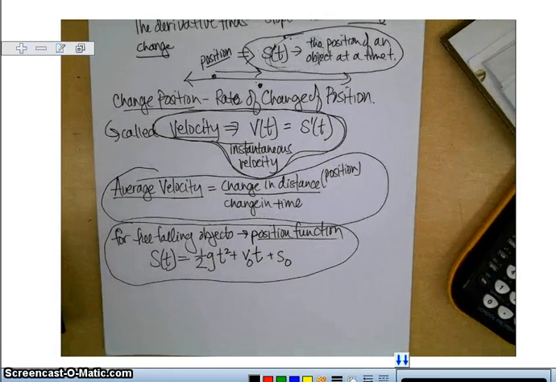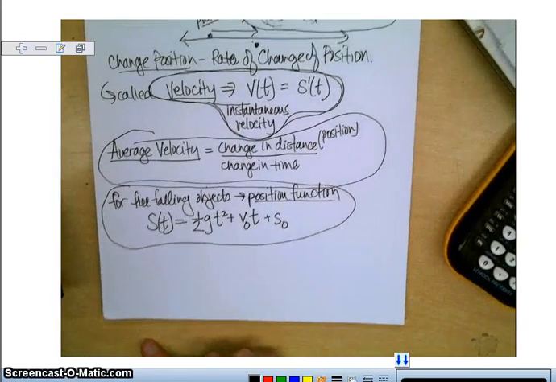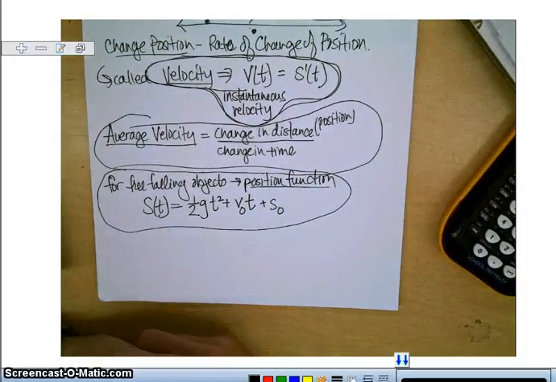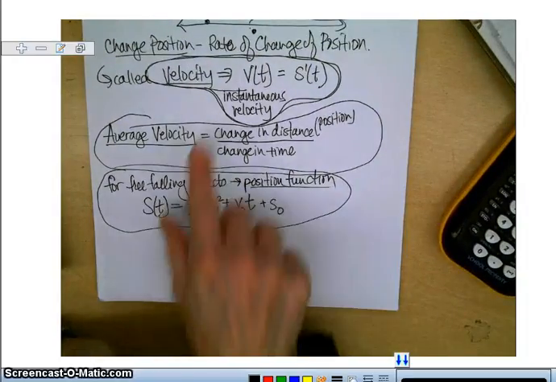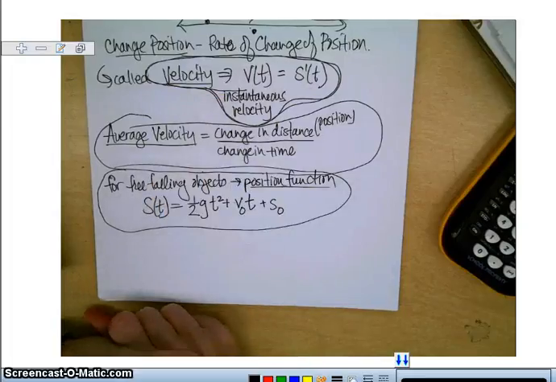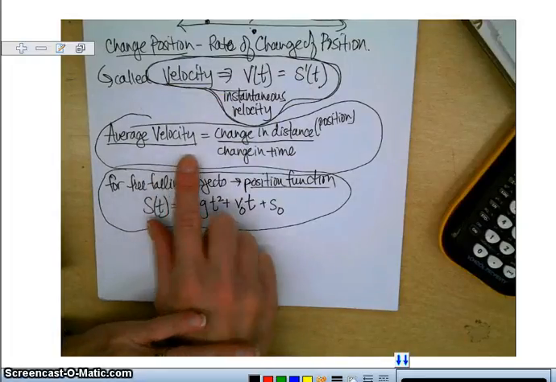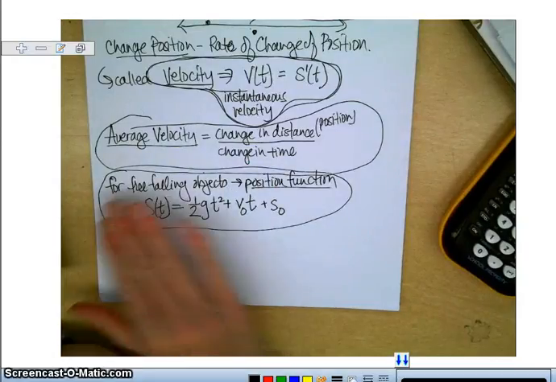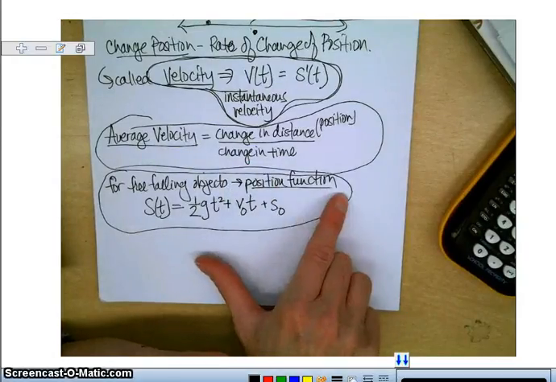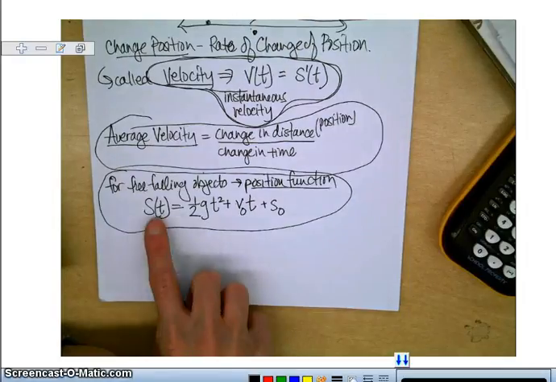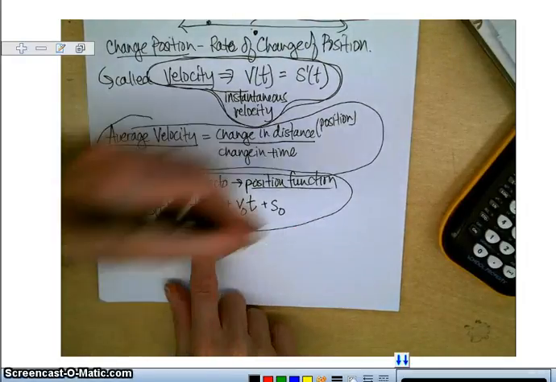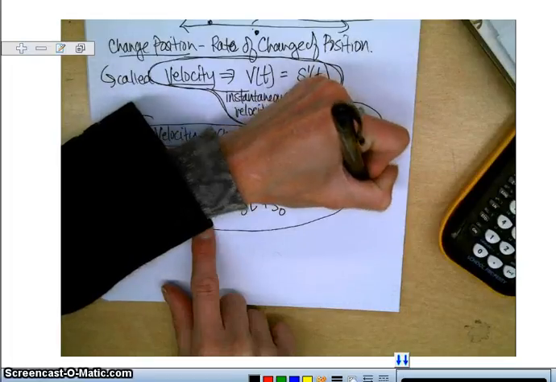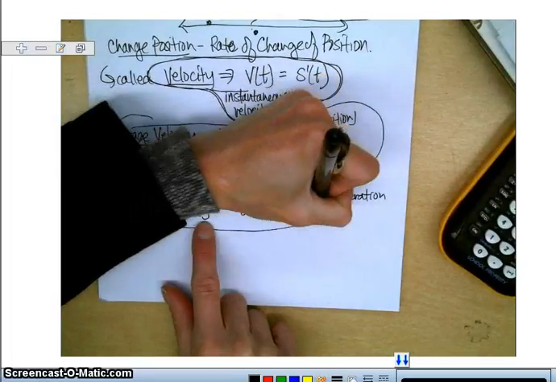So we've got all of our formulas. Basically, those are the three important ones. They're all in your book. Velocity is the derivative of position. The average velocity is equal to the change in distance over the change in time. And for free-falling objects, the position function, if you're not given one, can be written using this formula, where g is acceleration due to gravity.